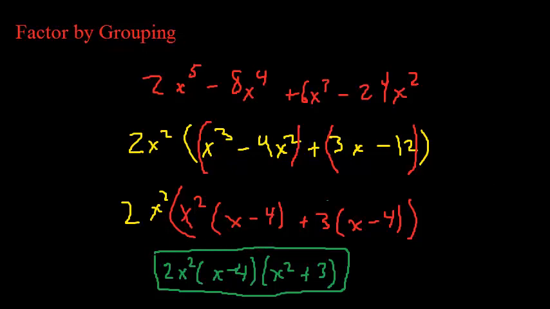So again, usually the first thing we will always want to look for is a greatest common factor in our original polynomial. In our previous example, we did not have a greatest common factor, so it was okay that we just started by grouping. Next, we'll take a look at factoring trinomials.